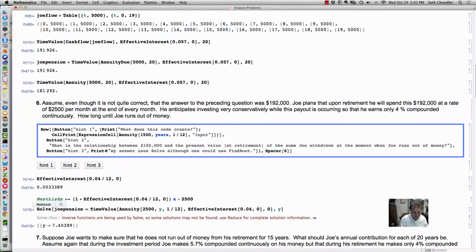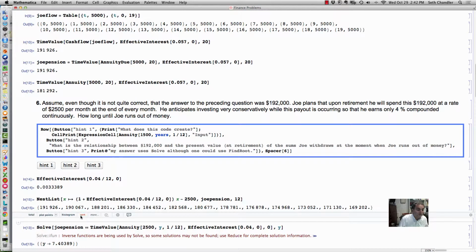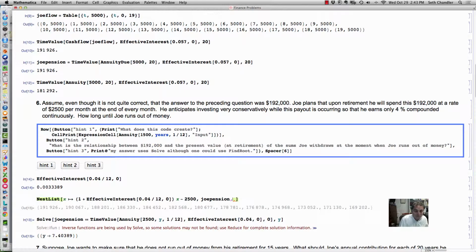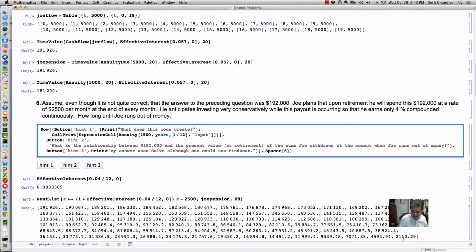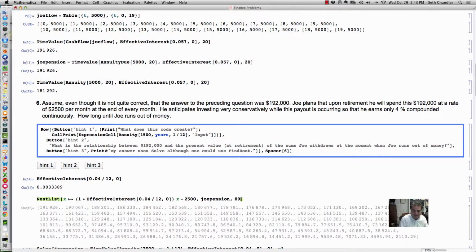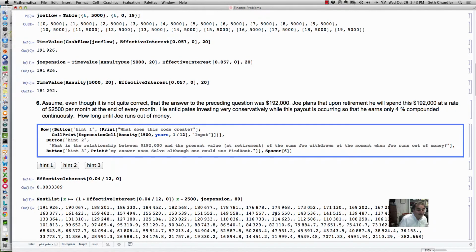Let's now nest list this, and we'll start with Joe's pension amount. To be simple for right now, we'll let it run for a year, 12 periods. And so what you can see is, even though he's taking $2,500 out, his bank account is not diminishing by $2,500 because he was earning interest on it. The question is, how long do I have to run this before he runs out of money? Let's run it for 88 periods, and we can see we're just about to run out. If I run it for 89 periods, he's out. Does that remotely help?